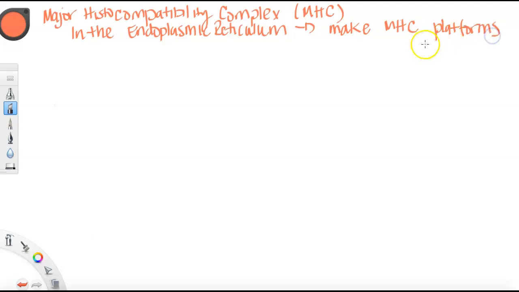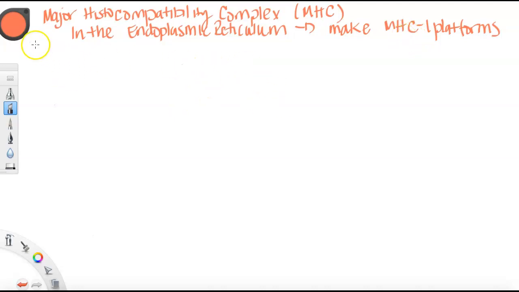We're calling them platforms for a reason. These are in regular body cells. So they make these MHC1 platforms, and they put them in vesicles. And when the cell has something to display, it displays it within that vesicle, then the vesicle exocytoses it onto the plasma membrane.